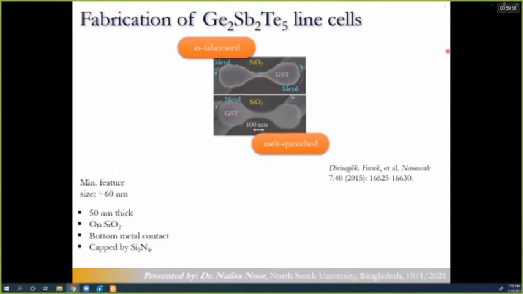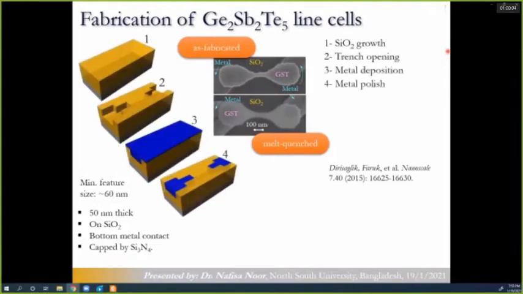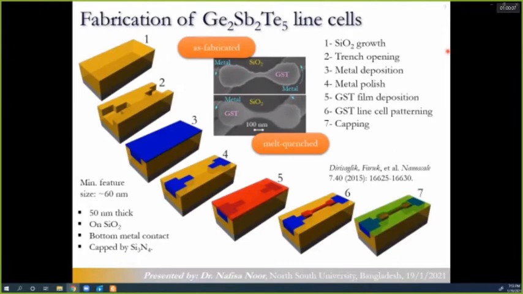width in the middle. Now the process steps would include a lot of steps. For example, we have to grow the oxide first, and we have to open the trench, then we have to deposit the metal, which you see here as the blue. We have to polish the metal, and then, as the red, we are representing the GST film deposition. Then we pattern the GST film, and finally we cap the top part with silicon nitride. So the line cells that you see here are 50 nanometer thick, and they are on silicon dioxide. They have bottom metal contacts, and they are capped by silicon nitride.